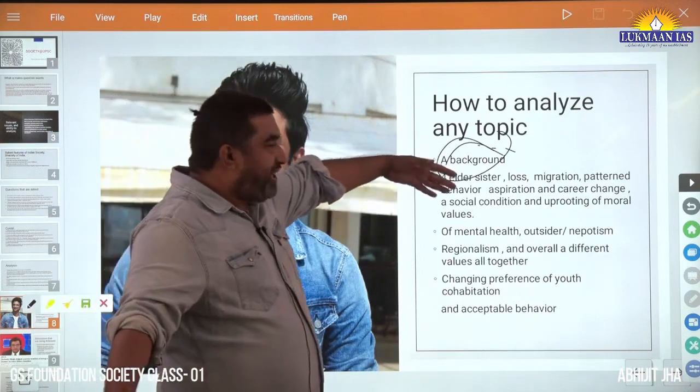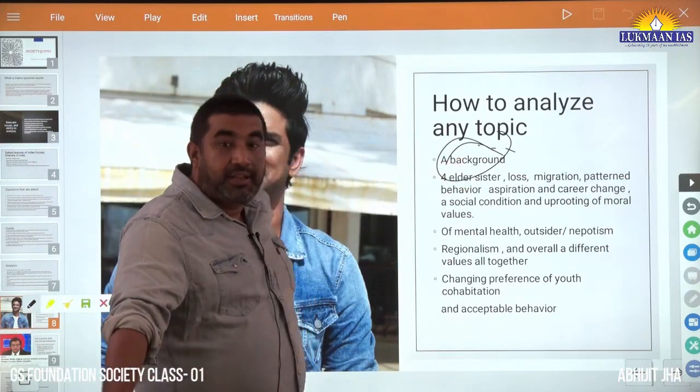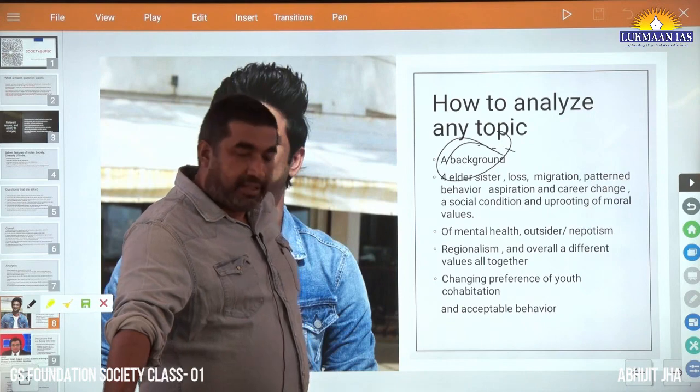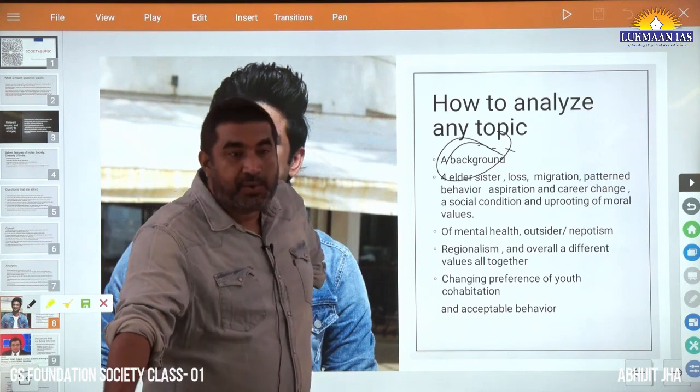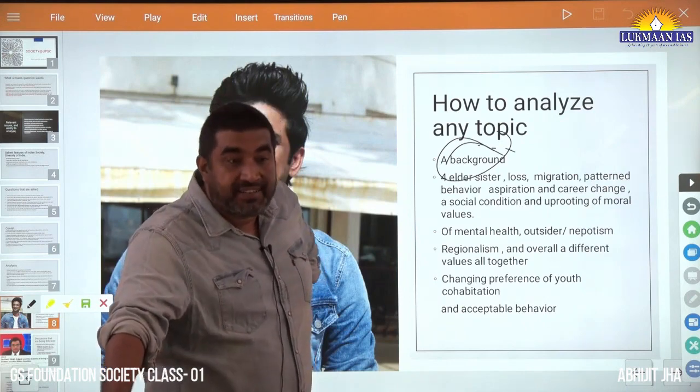Now, see, four elder sisters. He was intelligent too in his college days. He was an IAS student. Yes. See, that is the thing that we need to identify, that why he's getting the sympathy.